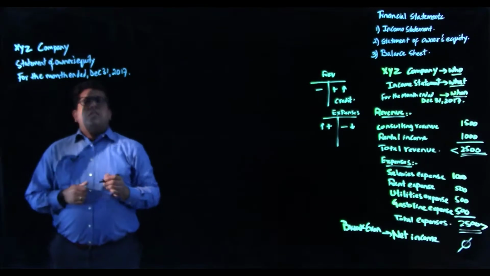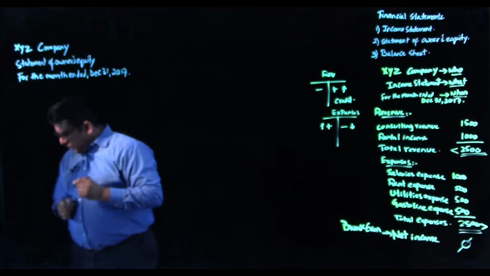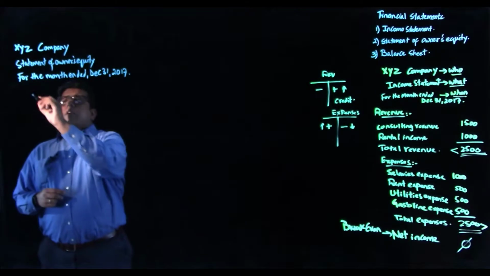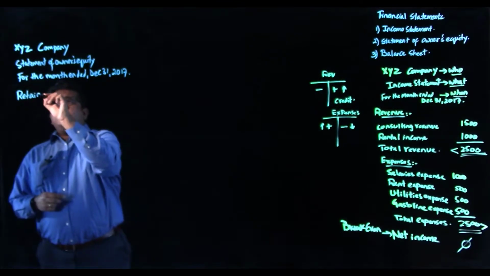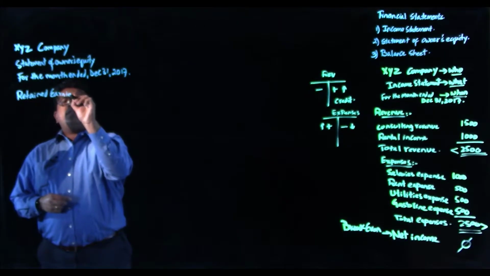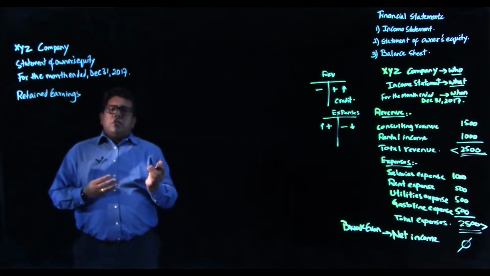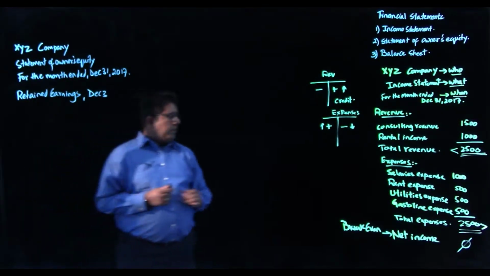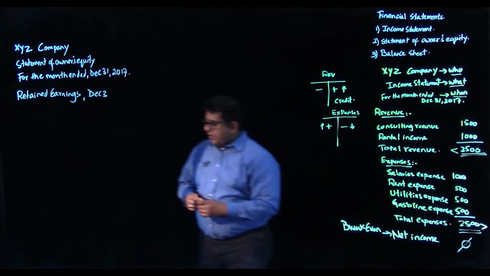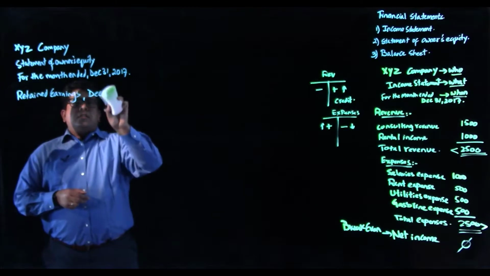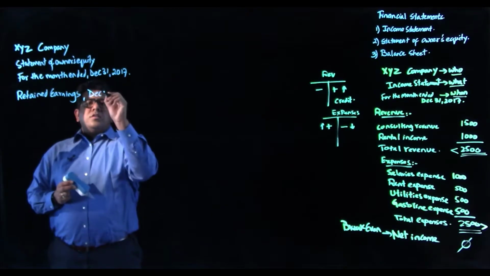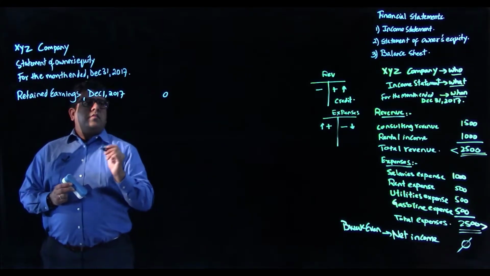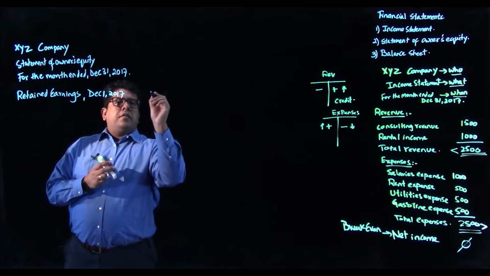For owner's equity, the first thing you will always take into account is your retained earnings. Your retained earnings are those earnings which are carried forward from the previous year, from the last year. So from last year, your retained earnings were, actually we'll use December 1st, 2017, the beginning of the period, your retained earnings were 0. Let me just try to put it a little bit here.